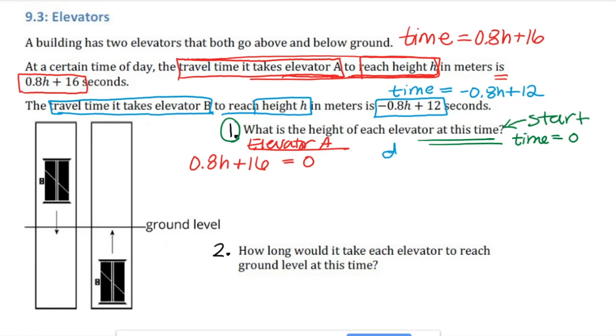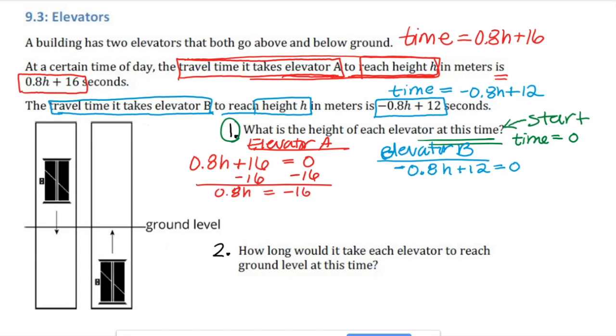For elevator B, I'm going to do the same type of thing. I'm going to take the equation and make it equal 0 because my time at the beginning is 0. No seconds have passed. So at no seconds, where are my elevators? So we're just going to solve. Don't let the 0 over there make you nervous. We're just going to do our math.